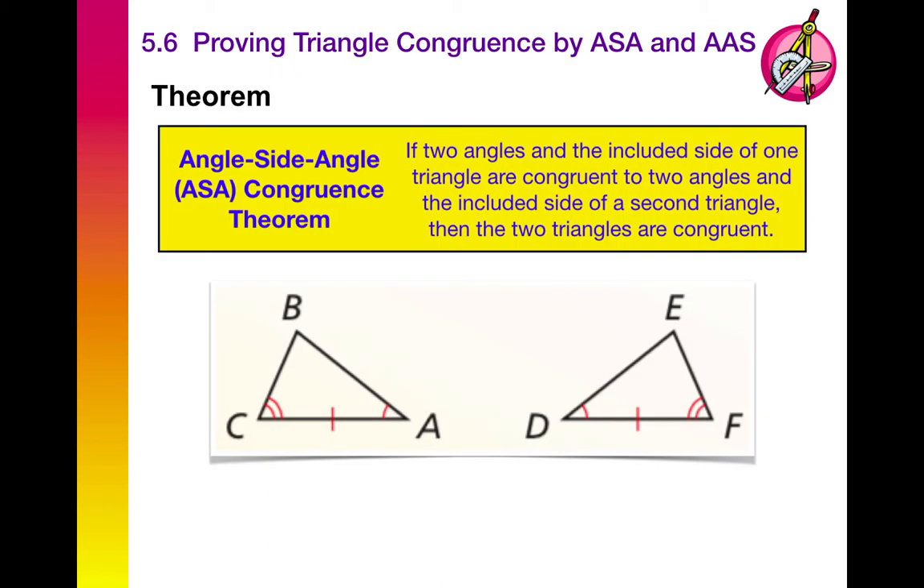So there's this idea of angle, side, angle. If we know that two of the angles of one triangle are congruent to two of the angles of a second triangle, and the included side are also congruent, then the two triangles are congruent. And remember, when we talk about included, we're talking about between.